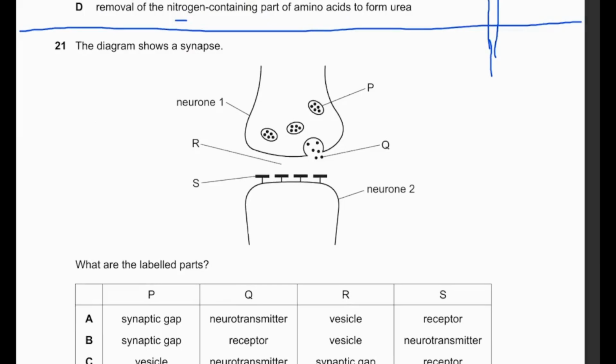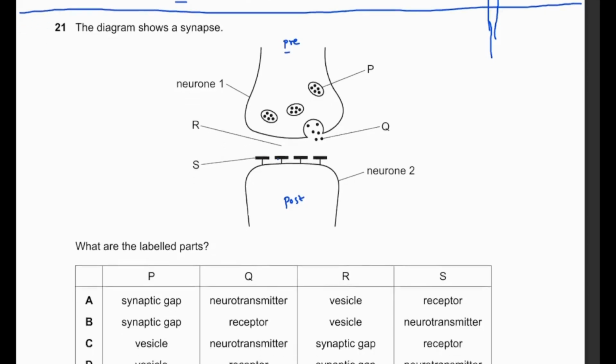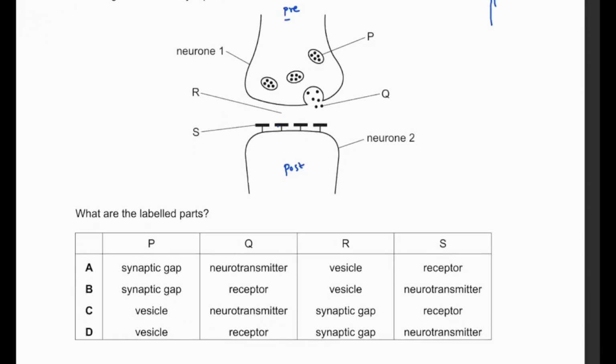The diagram shows a synapse. Here we have a synapse, and here we have the post-synaptic side. Why do I say post? Because it has a receptor, and the pre-synaptic side has the vesicles here. Now, what are the labelled parts?